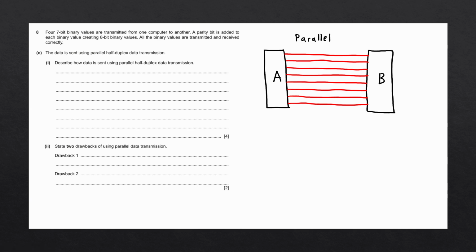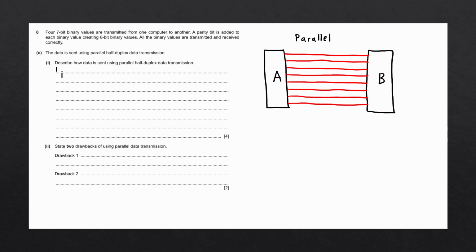The second part of the question says that data is sent using half-duplex. Half-duplex refers to the data transmission technique which only allows the wire to be used in one direction at a time. So whilst A is transferring data to B, B cannot send data back to A at the same time. Data can only be sent in one direction at a time. So let's go ahead and write in the answer.